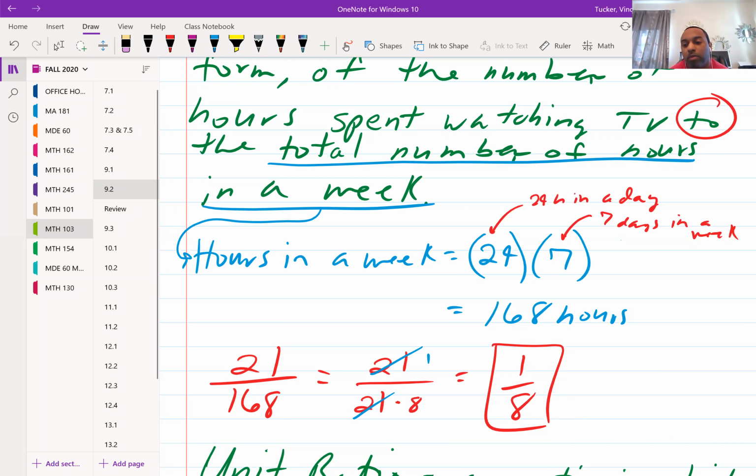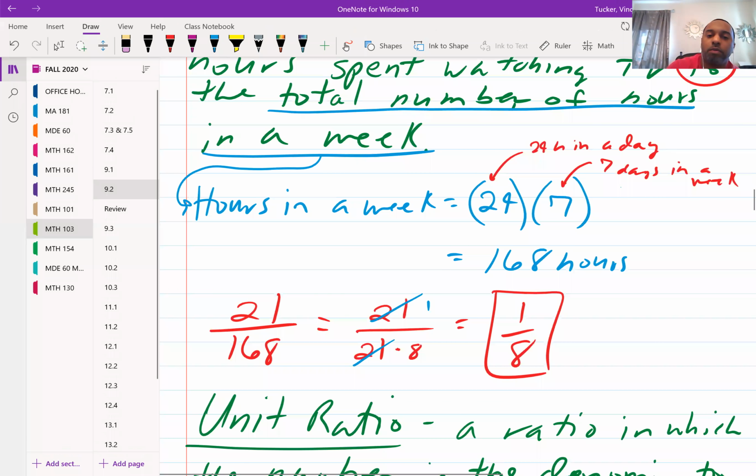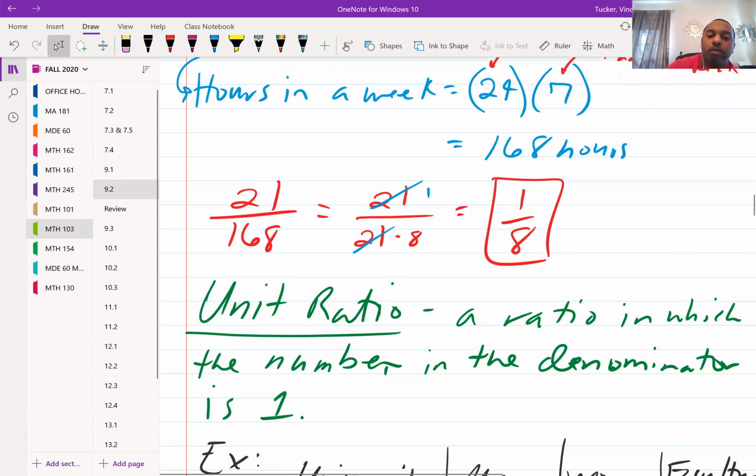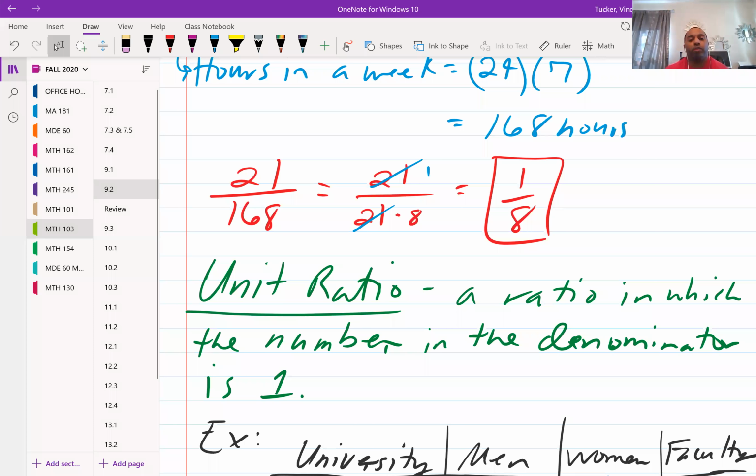All right. Questions? Any questions? All right, can I scroll up? Just like the unit rate, a unit ratio is when the number in the denominator is 1.